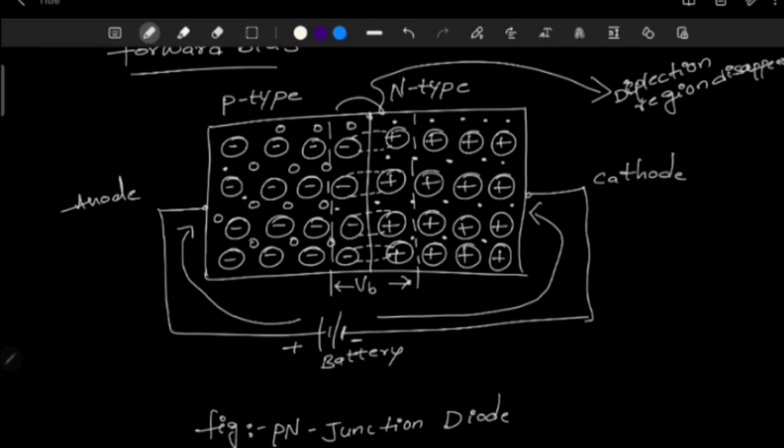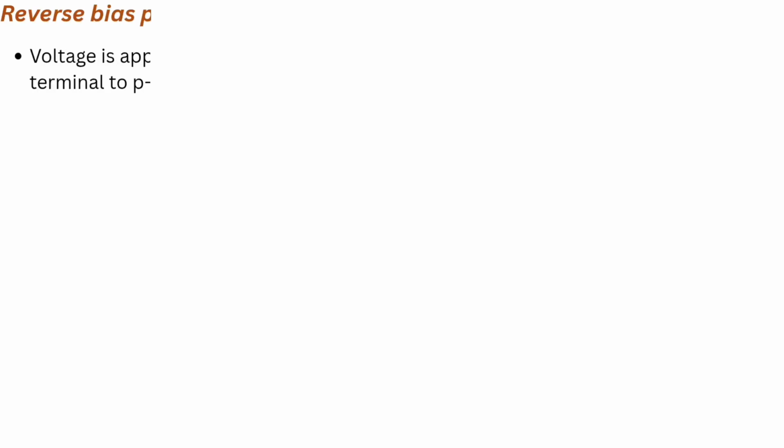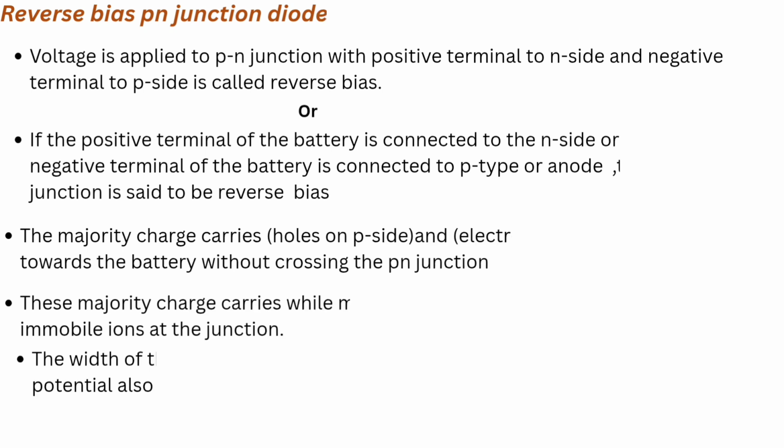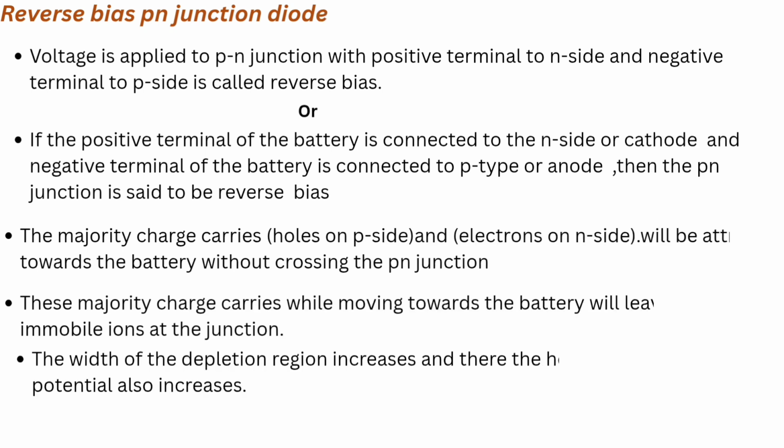It offers zero resistance. So I already told, if zero resistance is offered, it means the flow of current will be high. So if we increase the external voltage, then the barrier potential will decrease. So by increasing the voltage, the current will also increase in forward bias. This will act as a closed switch.